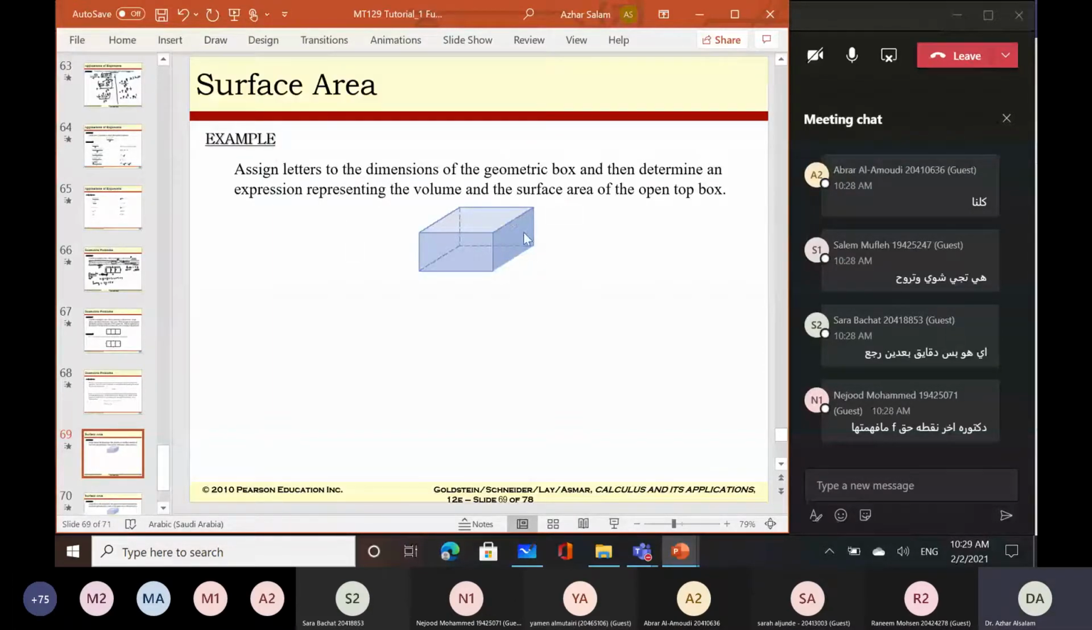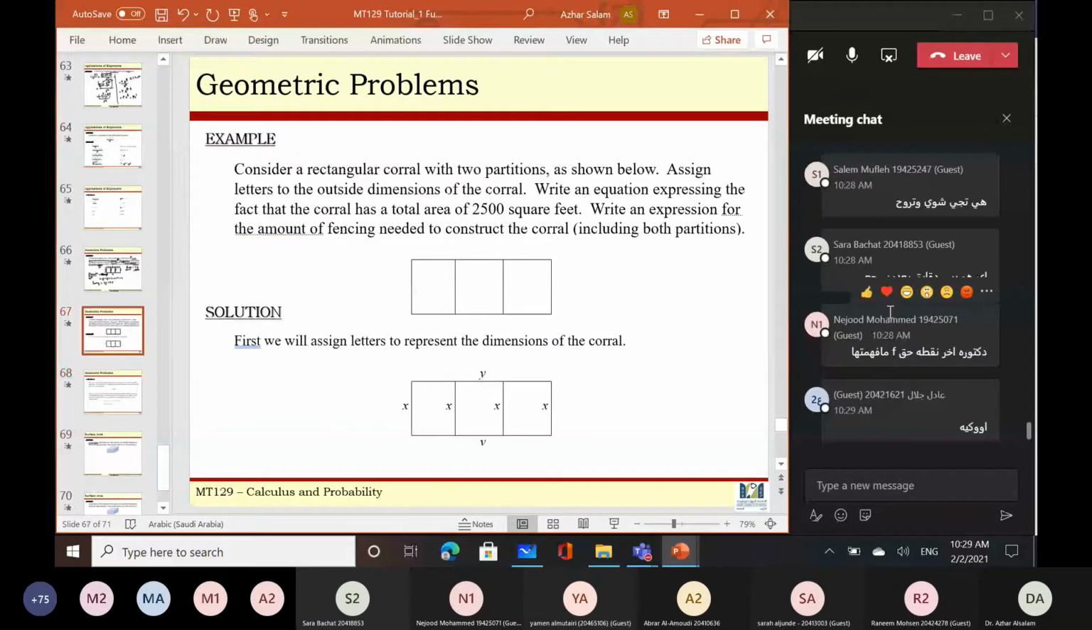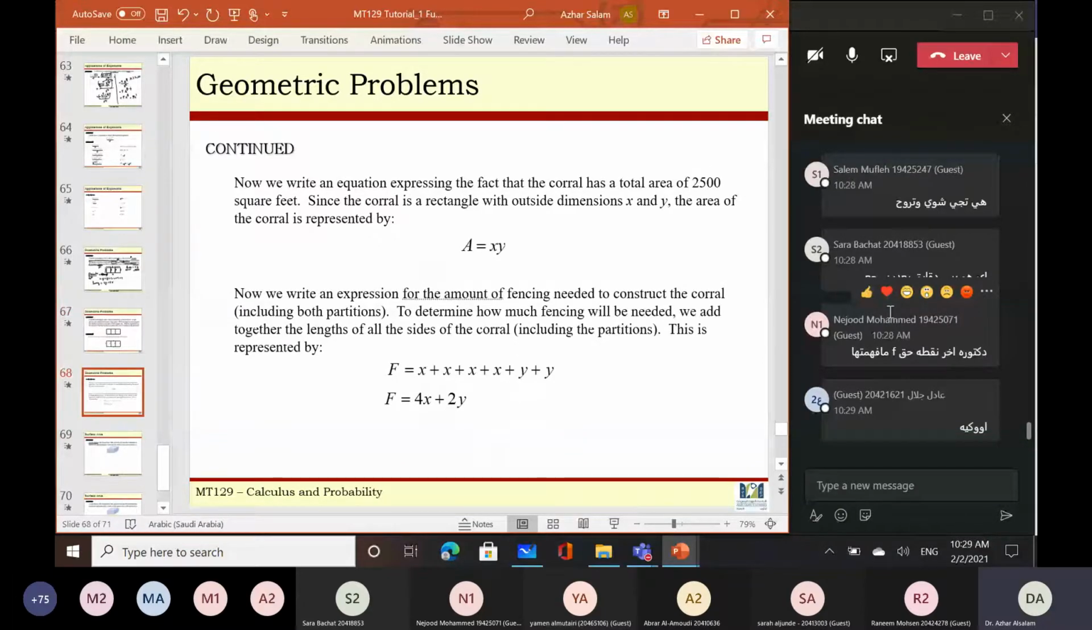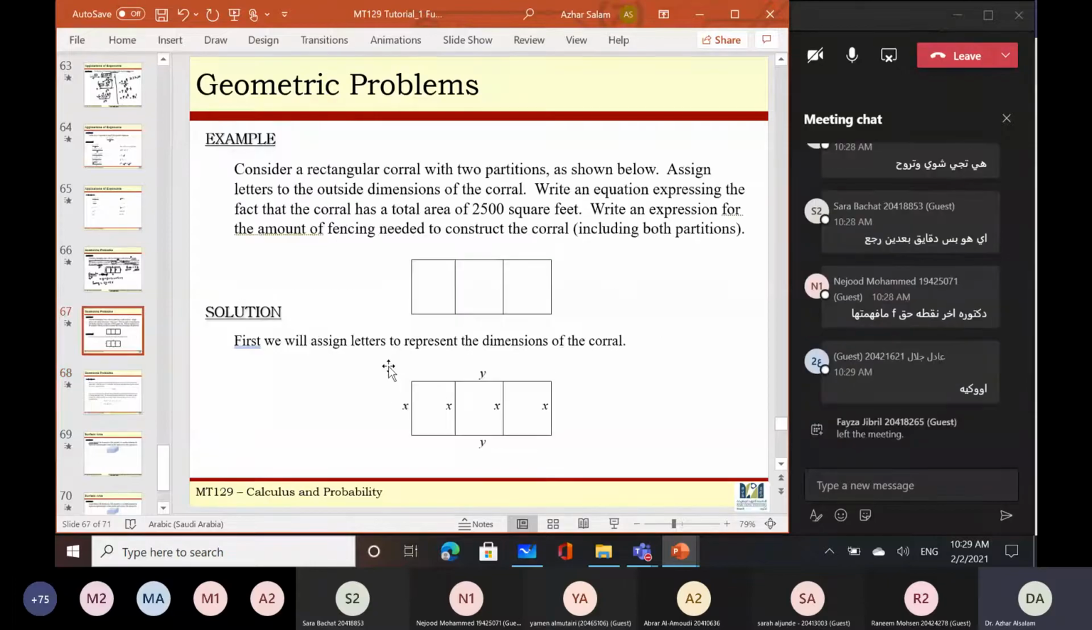Okay. The last example here, assign letters, the same question here. I have here a cube, assign letters. The last point is for F, which one? Here the fencing, F is the fencing. Okay, I will tell you in Arabic.